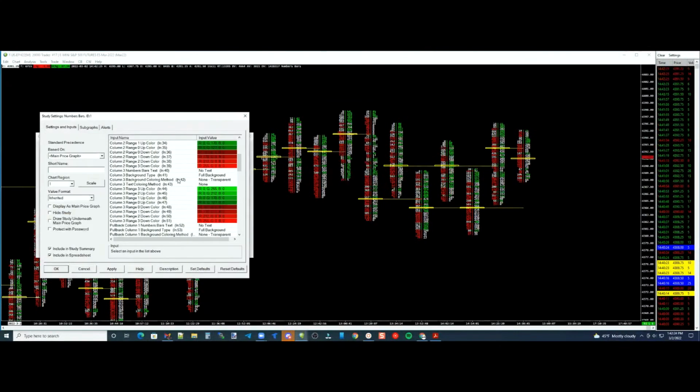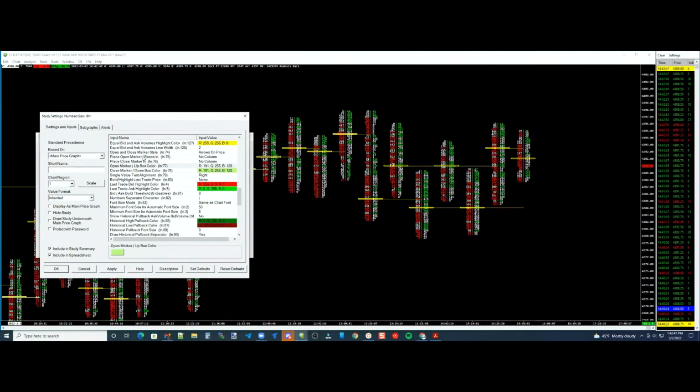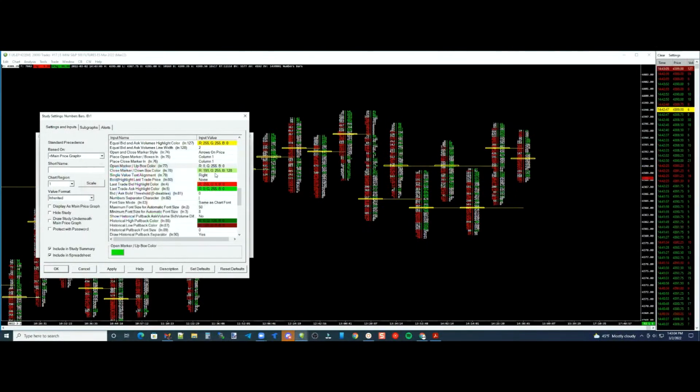All right, let's go back into the settings. We've identified the point of control. Let's go ahead and set up. Let's see here. Let's do, I'm actually cheating here. I'm going to set this up to this. Let's do green, red. We're going to set up our open marker up box color and our closed marker down box color. Okay. We're going to set those to column 1 because that's the only column that we're using. And what this is going to do is give us our candlesticks.